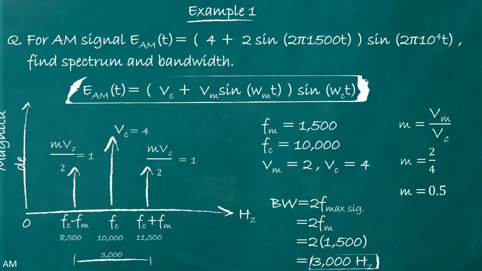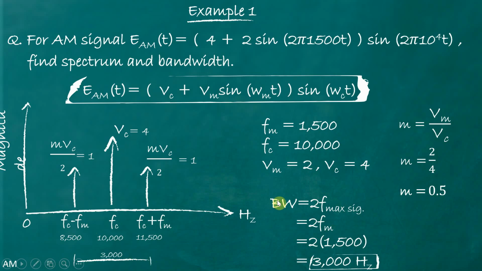So let's see. Fm is equal to the frequency of the modulating signal, so it is given as 1500 hertz. Fc is 10 to the power 4, means 10,000 hertz. Vm is the peak value of the modulating signal. Vc is the peak amplitude of the carrier signal. So we know m is equal to Vm upon Vc, so m is equal to 0.5, right? And if you plot the magnitude spectrum, Fc plus Fm is the maximum frequency, Fc minus Fm is the minimum frequency, so the difference is nothing but 3000 hertz.